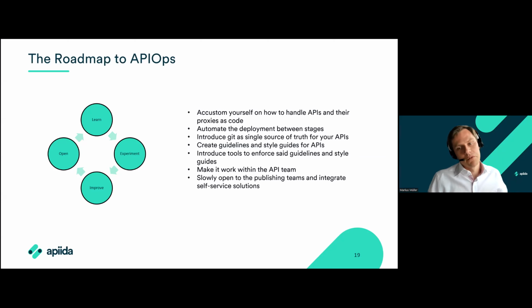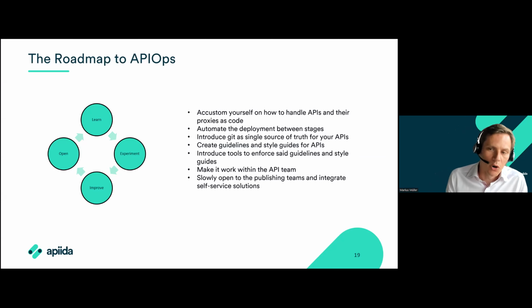And basically, adopting this model is quite similar to all of the other things that you do in the agile world. So you always have this learn, experiment, improve cycle. The only exception is that we now have an open step, right?